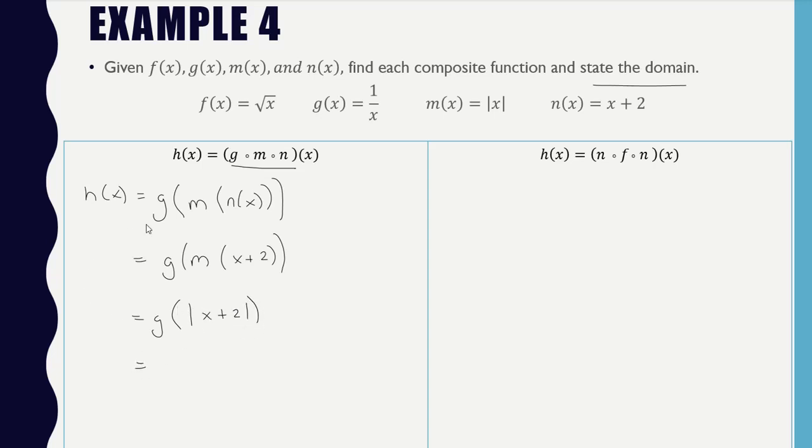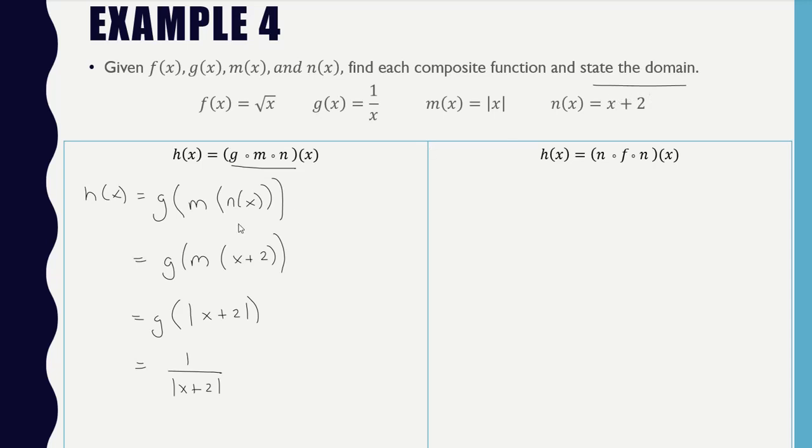Here, our final step in this composite is putting it into the g of x function. So this is 1 over x, so it's going to become 1 over, and this absolute value of x plus 2 is going to replace the x. So it's going to be 1 over the absolute value of x plus 2. There we go, all done. So this looks a lot worse than it actually is. We do have to do a domain though.